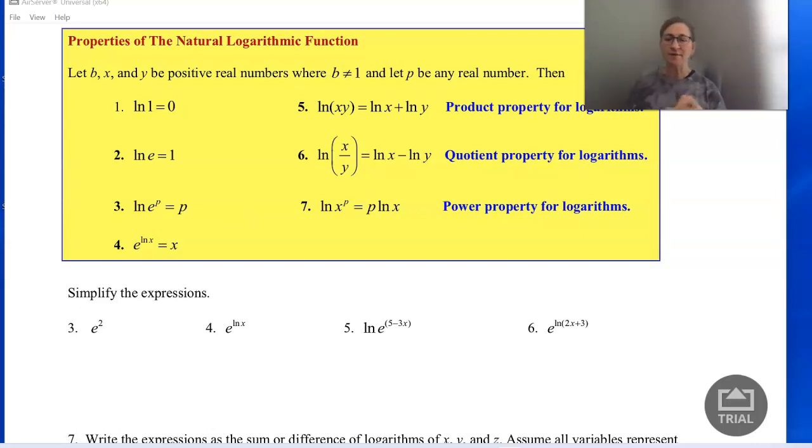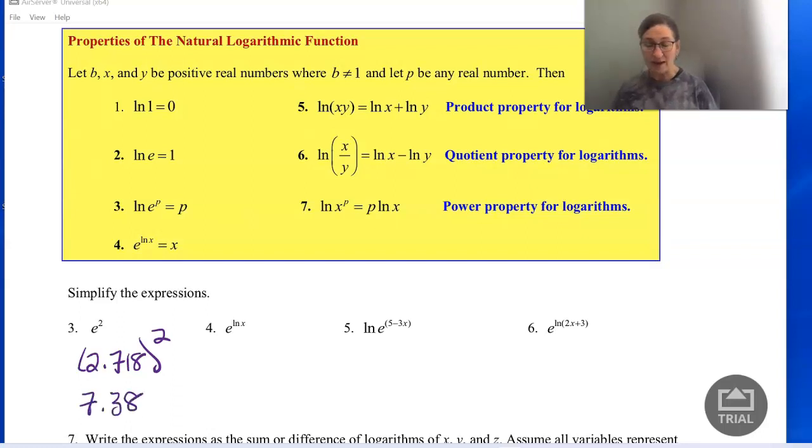Now, this first one for 3, that's just e raised to the second power. So that is the same as 2.718 raised to the second power, which is simply going to be 7.389. There's no log, no natural log. It's just a base. It's just a regular exponent, a base being raised to the power of 2.